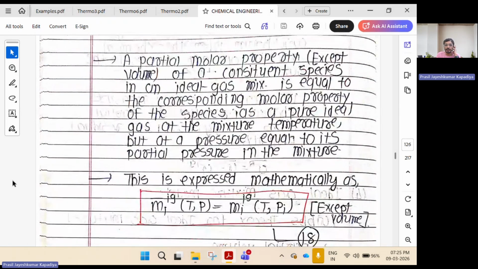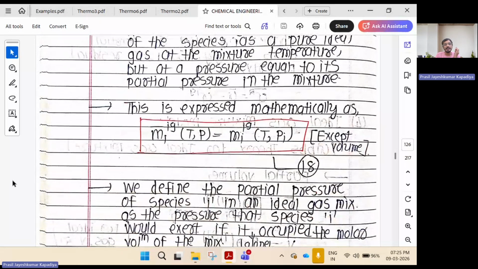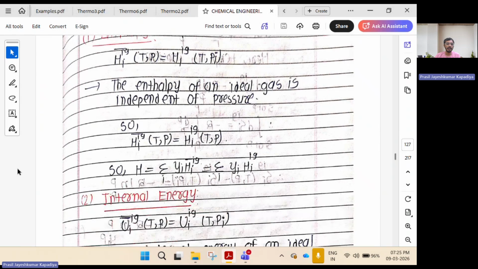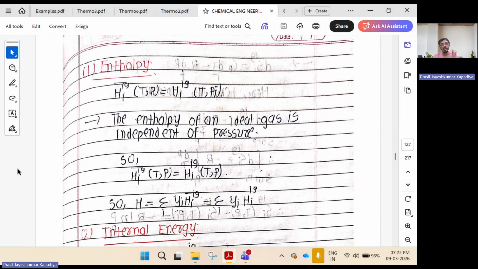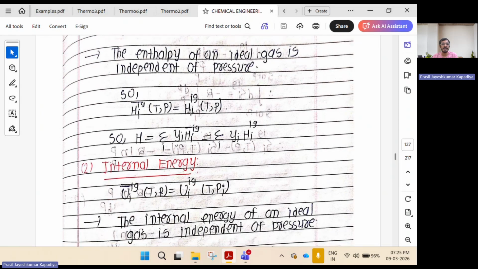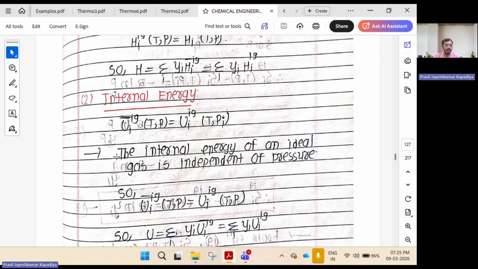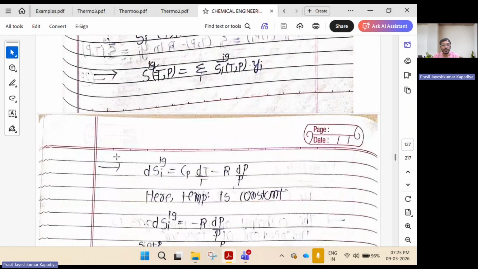And we learned Gibbs theorem, which says that Mi bar in an ideal gas mixture is equal to Mi of the ideal gas at the same temperature, but at pressure equal to Pi. This does not hold true for volume. Then we learned how to find partial molar enthalpy and internal energy. That is nothing but the pure molar enthalpy of the ideal gas, because it is independent of pressure. Similarly, internal energy is the same, but entropy and Gibbs free energy are different.